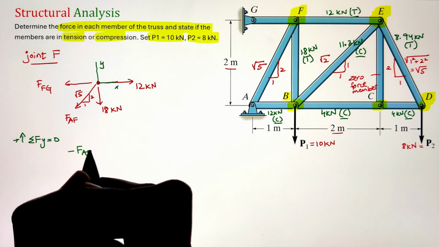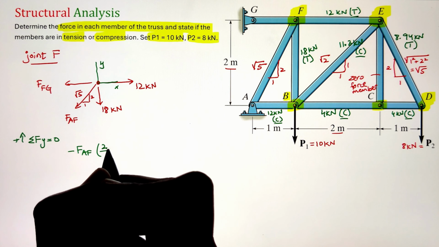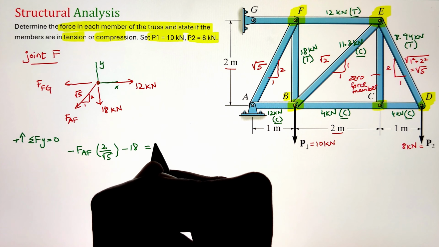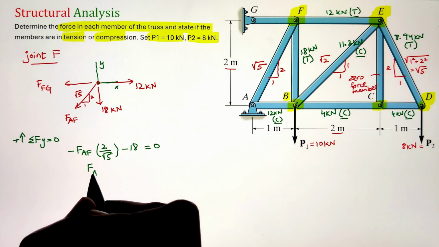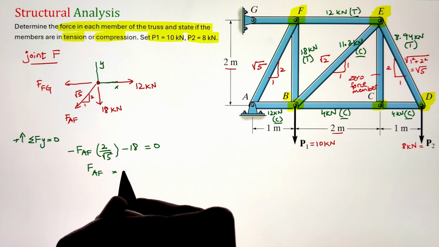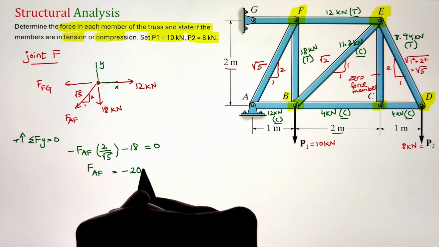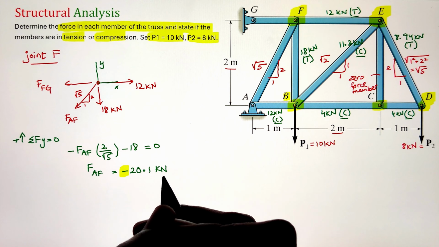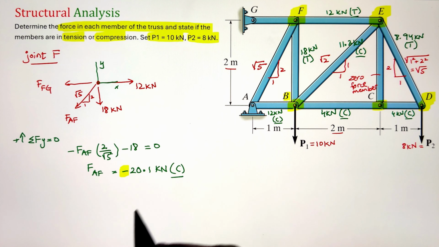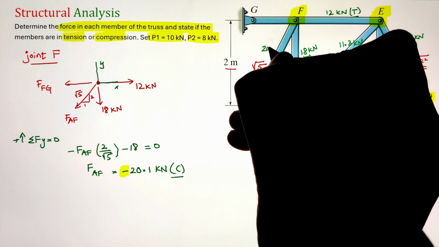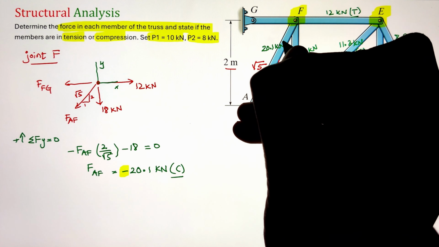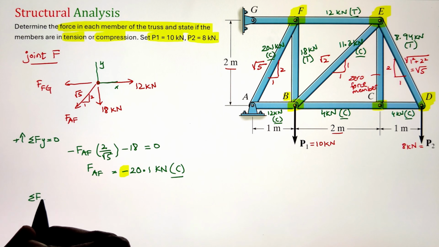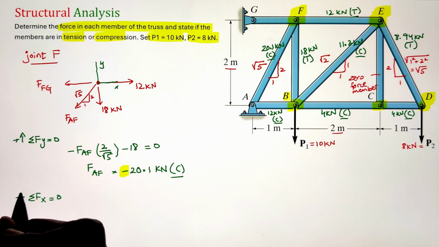Now, once we have our free body diagram, let's go ahead and apply our equilibrium equation of summation of forces acting along the y direction equals to 0. In this case, we can calculate our force in member AF, that is going downward, taken as a negative sign, times 2 over root 5 minus 18 equals to 0. If we simplify that, we are getting the value as negative 20.1 kilonewton. Now, again, the negative sign is indicating that the force is in compression.